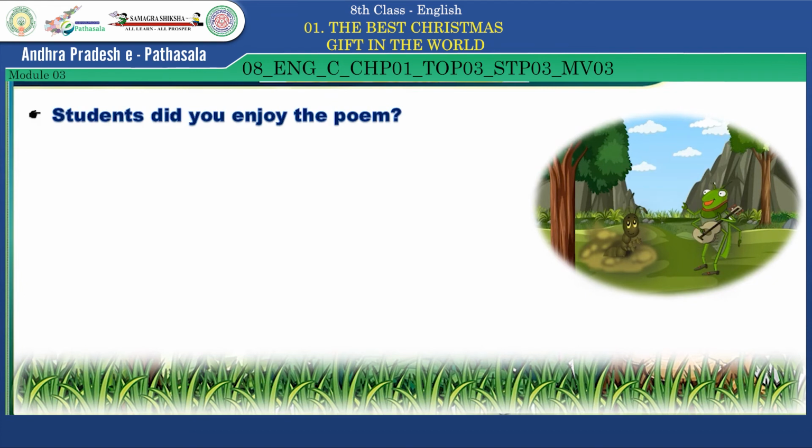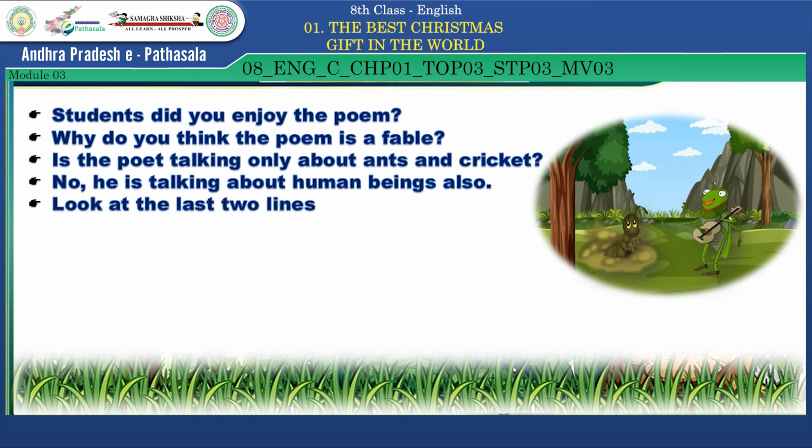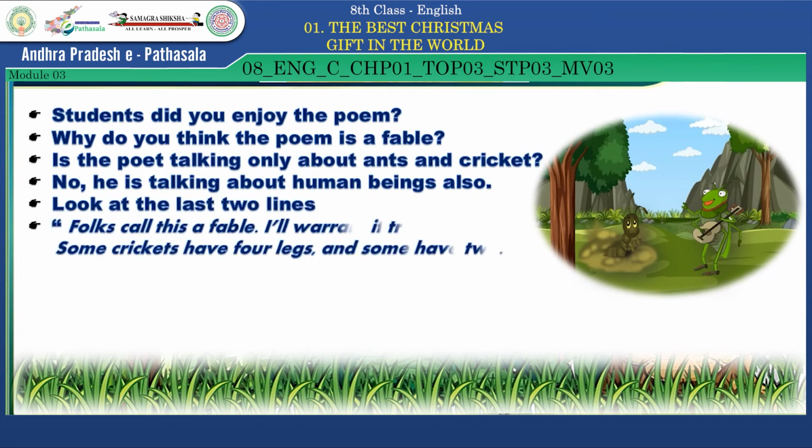Students, did you enjoy the poem? Why do you think the poem is a fable? Is the poet talking only about ants and cricket? No, he is talking about human beings also. Look at the last two lines in the poem. Folks call this a fable. I will warrant it true. Some crickets have four legs and some have two.